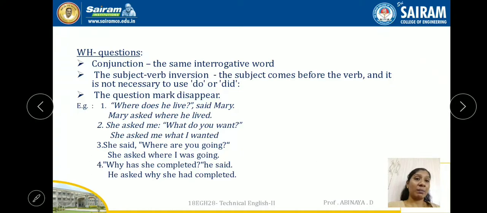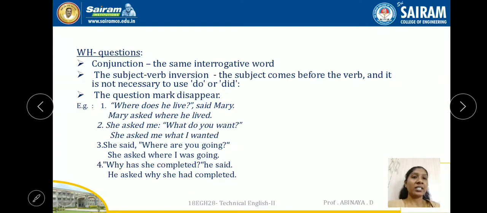Why has she completed, right? Do, did, does disappear while changing to indirect, and this are has to change accordingly to the subject and past tense while changing it to indirect, and this has and had has to change accordingly. So, why has she completed? Present perfect, and it has to change as past perfect.